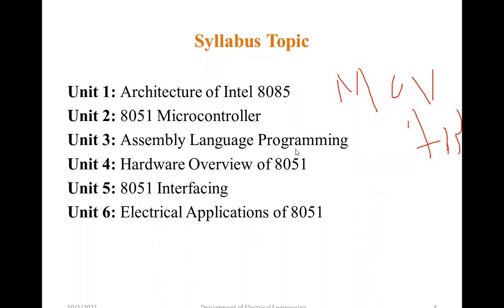But with 8085, and 8051 is the same, it is a controller. There is one software, the Keil software. If you write the program in that Keil software, you will get the output. But in 8085, we don't get output directly. If you write any program, for that purpose we have to use the kit for 8085. You can't get the output of the program directly.